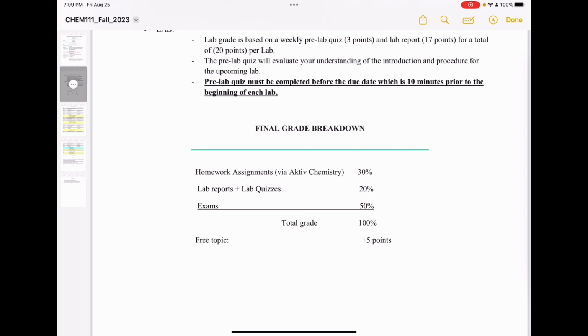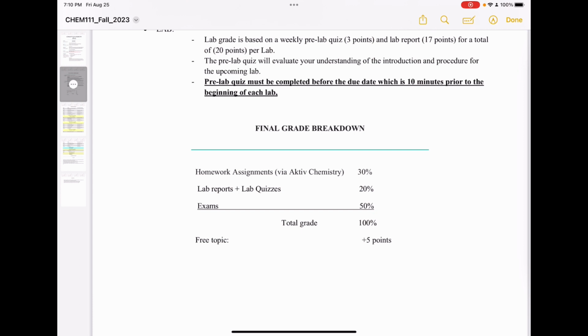20% will be coming from the lab report and lab quizzes. And lastly, 50% will be coming from the exams that we will be doing. So in total, we'll be doing 5 tests through the course that will cover the entire units that we will be going through. And I'll explain the mechanism of how the exam grades are calculated. Okay, so this should add up to 100% total.